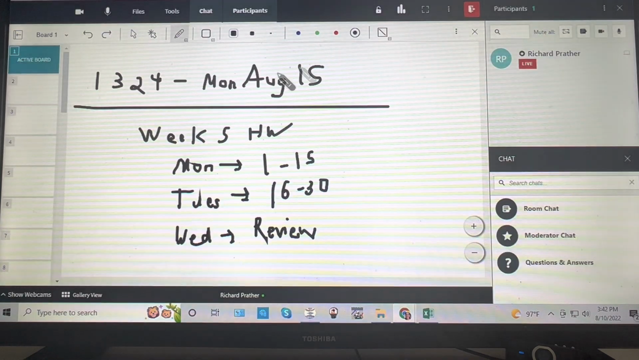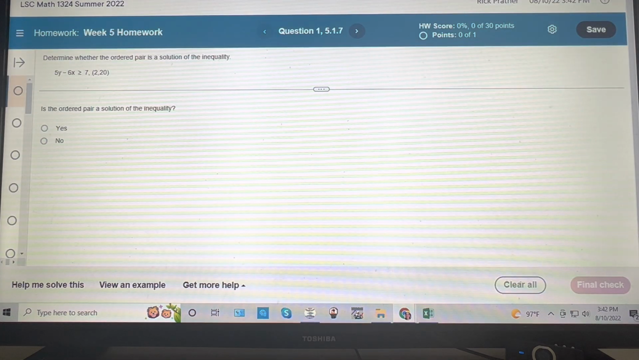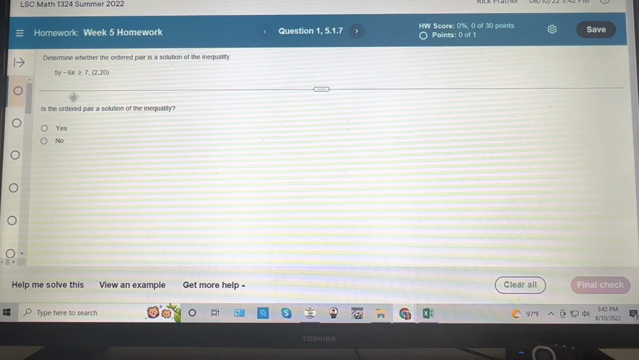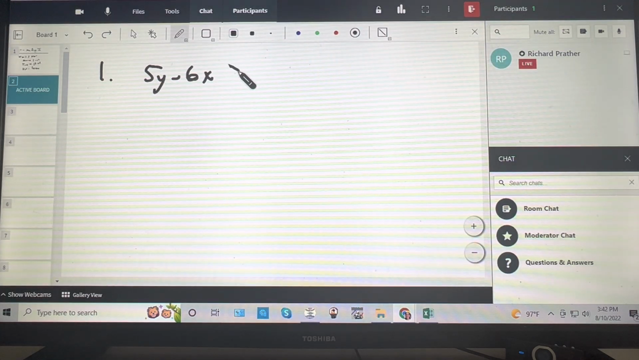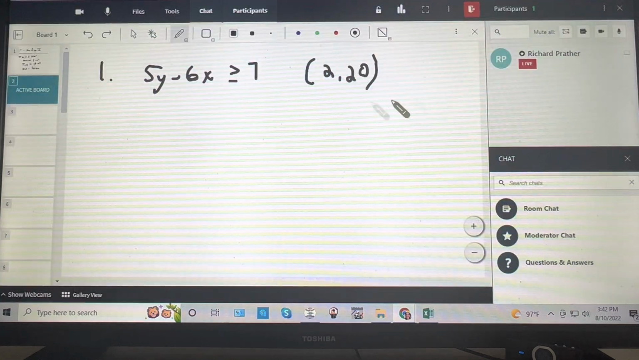We did a very similar thing like this for equations. 5y minus 6x is greater than or equal to 7. And supposedly somebody wants to think that (20, 2) is a solution. And in equations, we often got one solution. Now what's different is there can be an infinite number of solutions. It's a whole interval of answers. But this is just one particular thing that could be a solution.